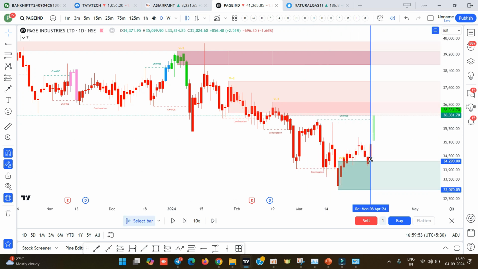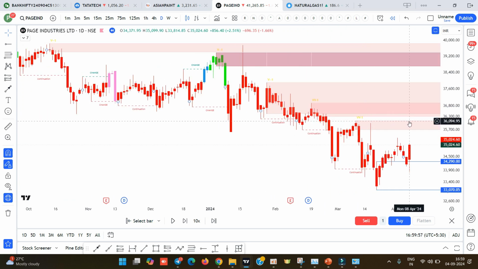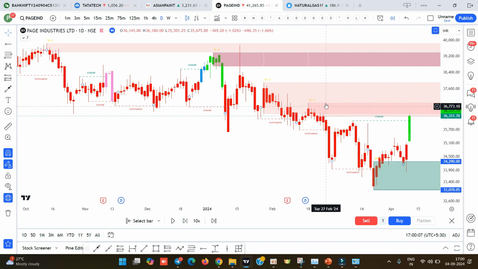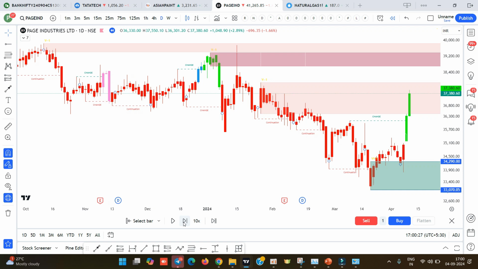I'll show that with bar replay. There was this selling area, price went in that selling area, came down. So it is not a virgin selling area, and in the next candle that selling area has disappeared. Here we don't have any virgin selling areas. I won't sell here. I will just wait and watch for 34,290. I can keep an alert at that level.